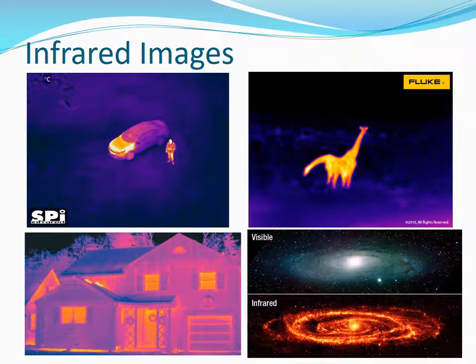A thermal infrared camera shows hot spots in brighter colors. From cars to people to animals to houses to galaxies, all objects emit some infrared radiation, just in different amounts.